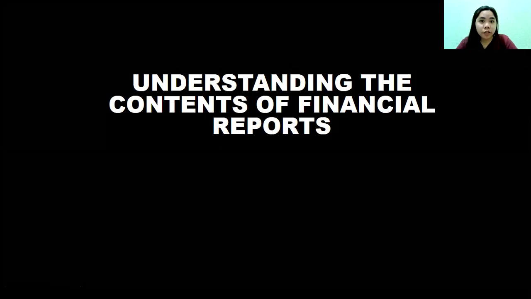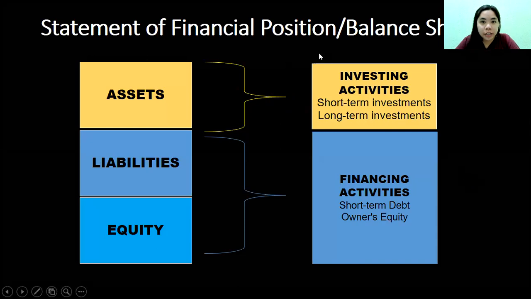The first part is understanding the contents of financial reports. To proceed, we'll first have the statement of financial position, or the balance sheet. Our statement of financial position consists of our assets, liabilities, and equity, in which assets equals liabilities plus equity. So that's our balance sheet.